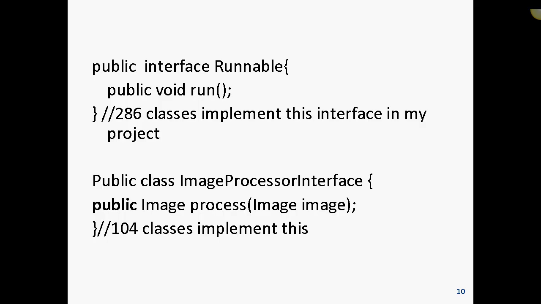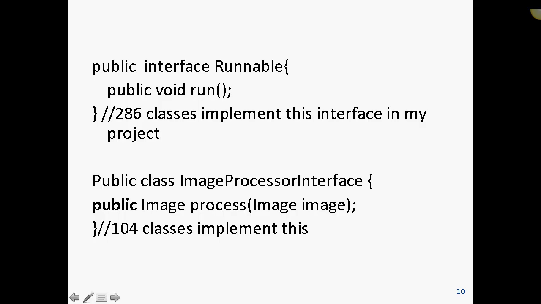So here's a basic interface called Runnable. And anything which implements the Runnable interface will have a run method. Now the question is, how much weight is there in a simple interface like Runnable? In my project, which I'm working on now, I have 286 classes which implement the Runnable interface. I'm also working on an image processing program, and the image processing program has an ImageProcessor interface. It's the simplest possible interface I could come up with.